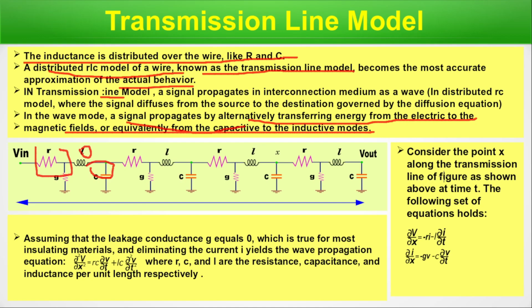We are considering a point X along the transmission line as the figure is showing here. At time t, the following set of equations holds. From these we get two partial equations, del V del X equal to minus IR minus L del I del T and del I del X equal to minus GV minus C del V del T. Assuming that the leakage conductance G equals 0, which is true for most insulating materials, and eliminating the current I yields the equation. It's reduced to this equation where R, C and L are the resistance, capacitance and inductance per unit length respectively. This transmission model has more parameters and is more complex. Let's move to the next slide.